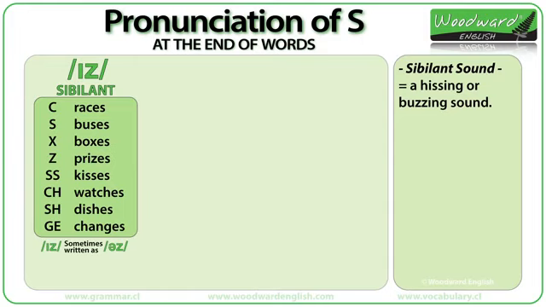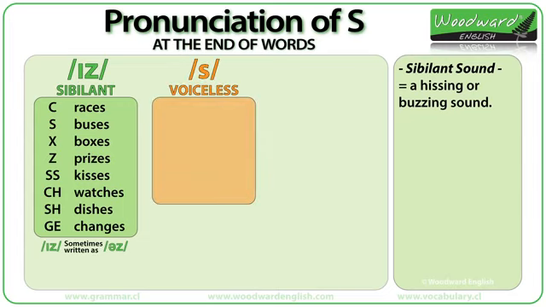Let's look at some words that end in a sibilant sound. Race becomes races. Bus becomes buses. Box, boxes. Prize, prizes. Kiss, kisses. Watch, watches. Dish, dishes. Change, changes. So if the word ends in a sibilant sound, then you add the /ɪz/ sound to the end.